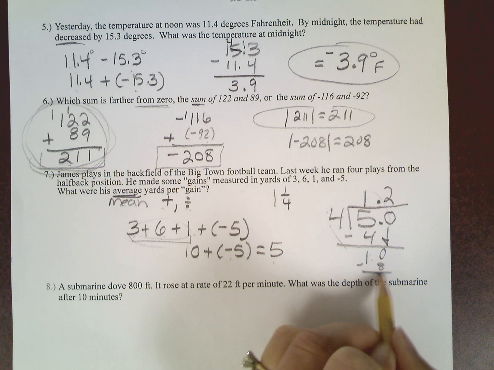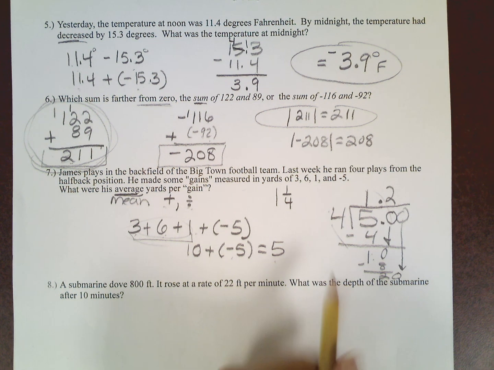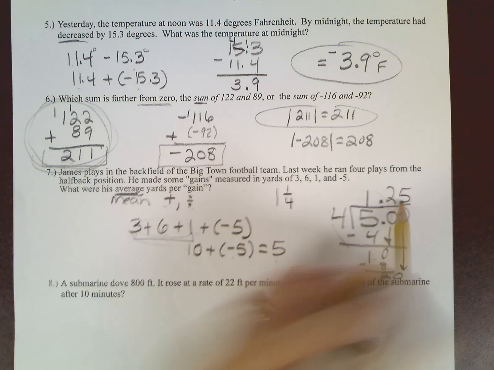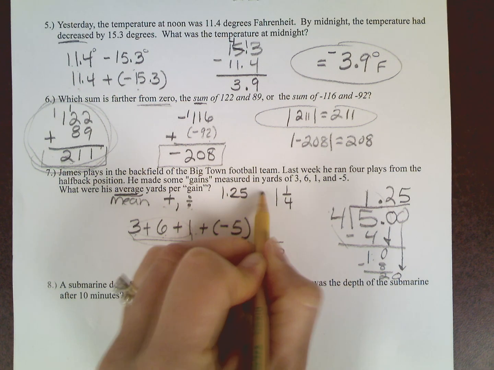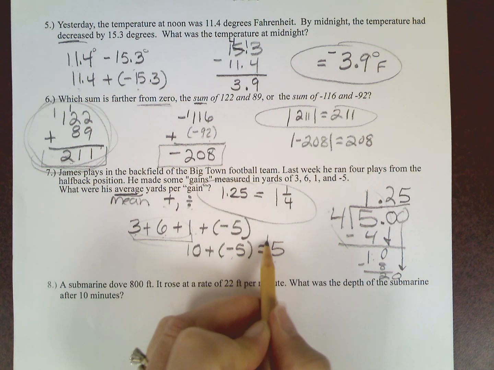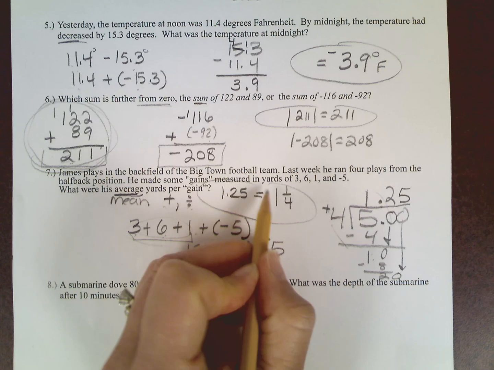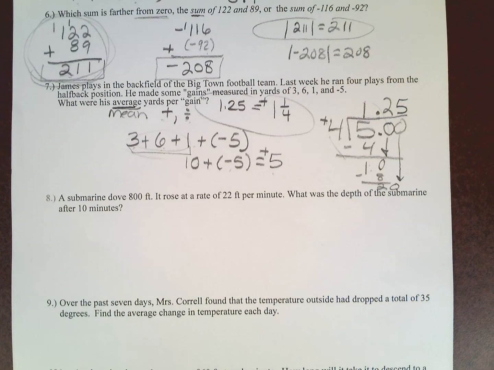2 times 4 is 8. Add another 0 and bring it down. So I subtracted to get 2. 4 into 20 goes 5 times. So 1 1/4 is the same as 1.25. If you already knew that, good job. So the average is 1.25, and our number was positive, and we divided by a positive, so our average is a positive. Let's take a look at number 8.